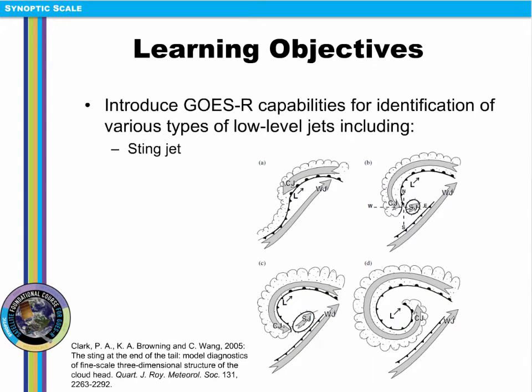Our learning objective is to introduce GOES-R capabilities for identification of various types of low-level jets. We'll spend most of the session discussing the sting jet.